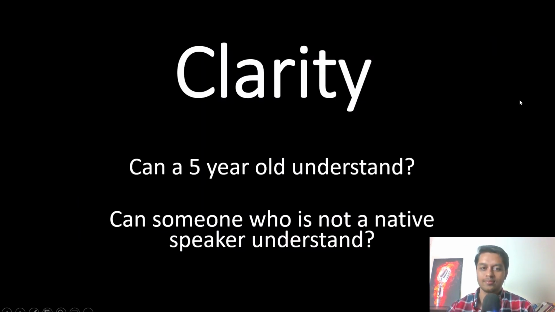So the next thing that we want to talk about is clarity. And there's two measurements of whether or not someone is clear with their message. One is, can a 5-year-old understand what this fellow is trying to say? And the second one is, can someone who is not a native speaker understand? We typically are aware of the first one. You've heard the quote, if you can't explain it to a 5-year-old, then you don't understand.